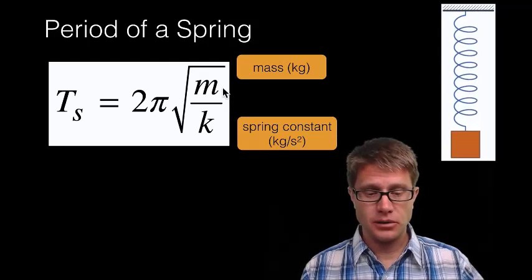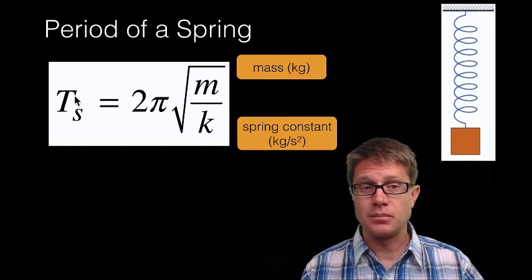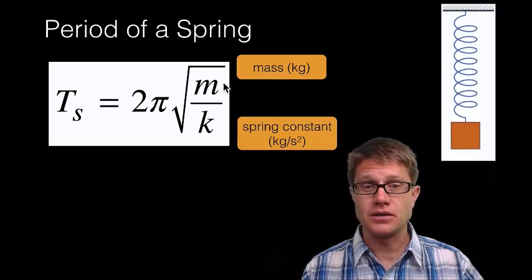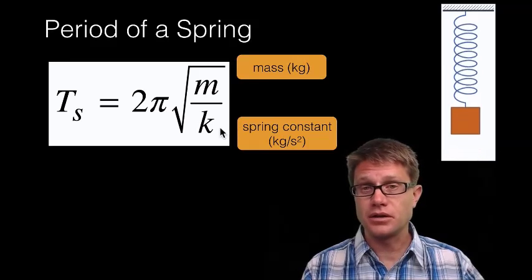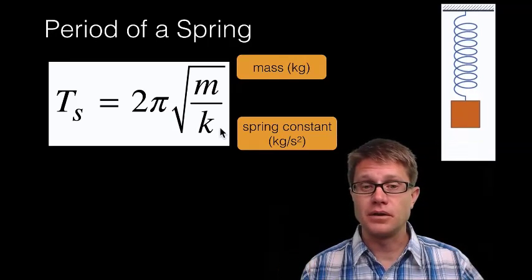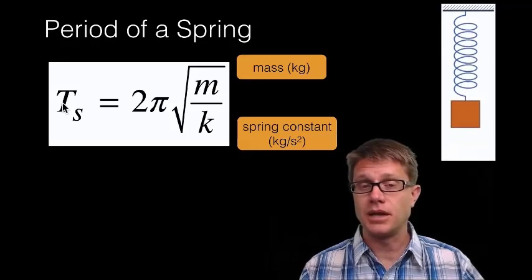And so you can imagine just looking at this algebraically, if we increase mass, what's going to happen to the period? The period is going to increase because it's in the numerator. What's going to happen if we increase the constant of the spring, or the spring constant, as we make it stiffer, as this number gets larger in the denominator, then we see that the period is going to become less.